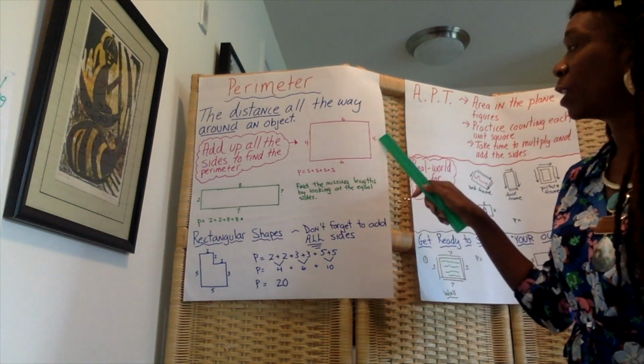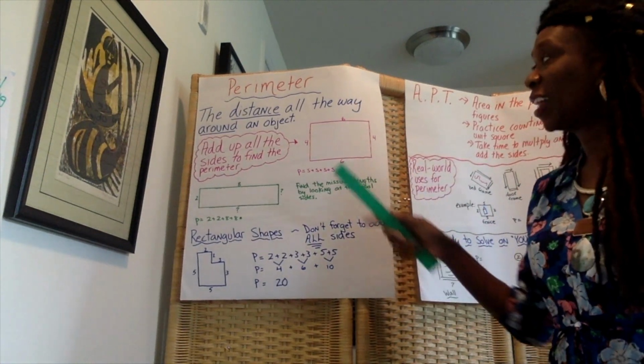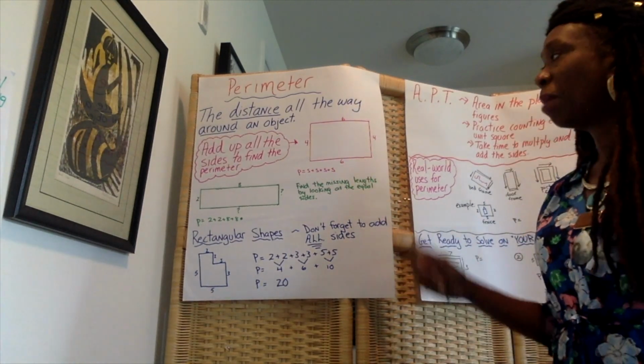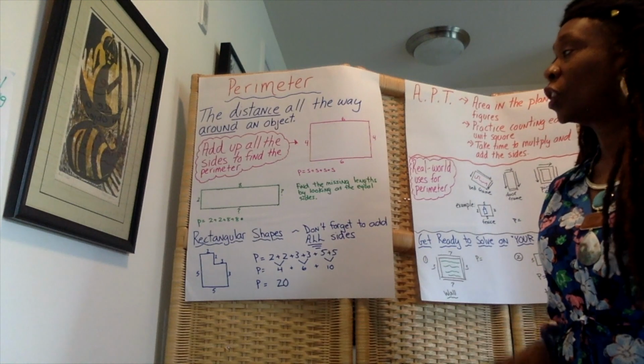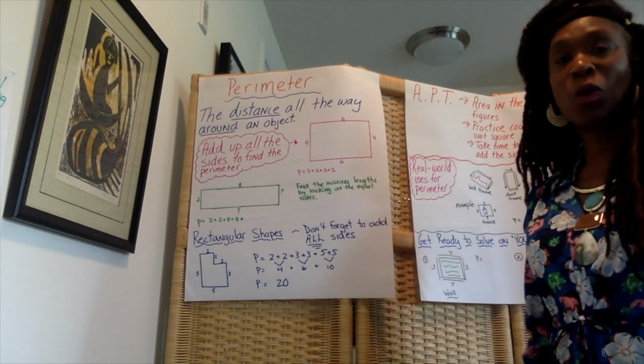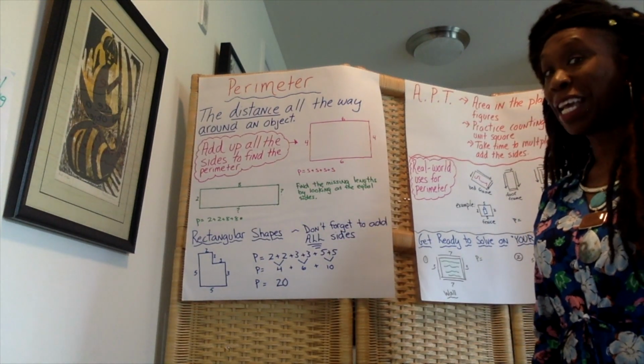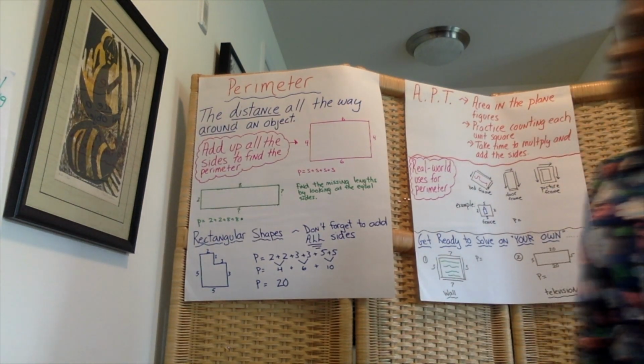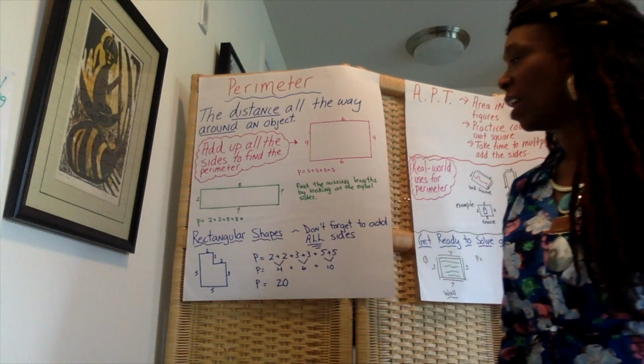but actually, let me simplify it. If I say 6 plus 4, that gives me 10. If I do that one more time, 4 plus 6, that gives me 10. 10 plus 10 is 20. So P would equal 20. Once again, the P stands for perimeter. Let's go to our next shape.